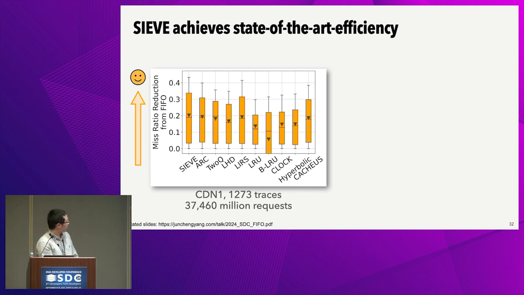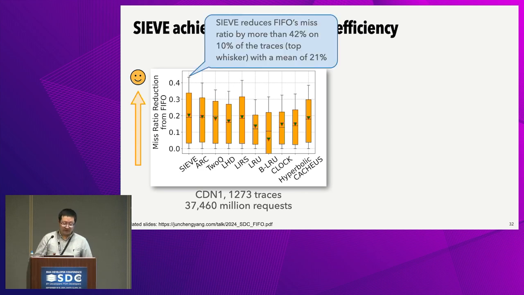In this figure, the Y axis shows miss ratio reduction from FIFO, the same metric, and we show a box plot here. The x-axis shows different eviction algorithms, and this first bar is SIEVE. We can see that compared to existing state-of-the-art eviction algorithms, SIEVE achieves similar or slightly better miss ratio reduction. Specifically, SIEVE reduced FIFO's miss ratio by more than 42% for 10% of the traces, which is this top whisker, and with a mean of 21%.